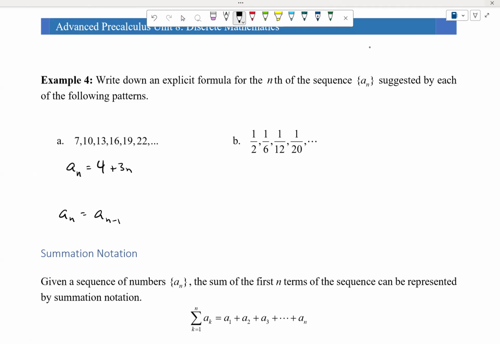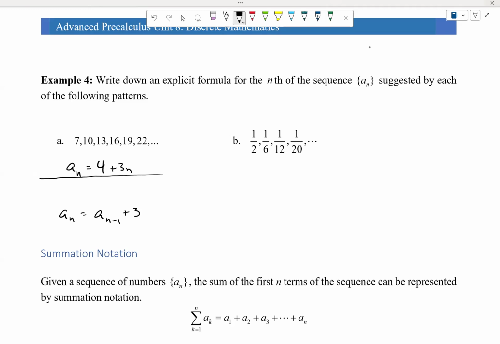And how about a sub n minus 1 plus 3? Yes, Eileen? But that's not explicit. Exactly. We have to follow directions. So that would be a great answer for a different question. Would this be enough though? That's recursive? I have to have something to build on.